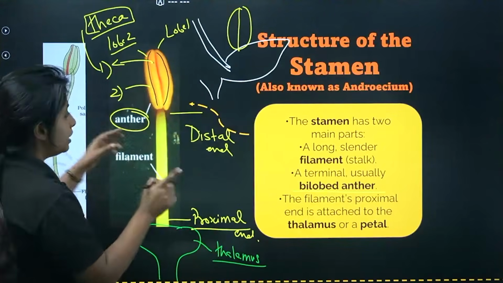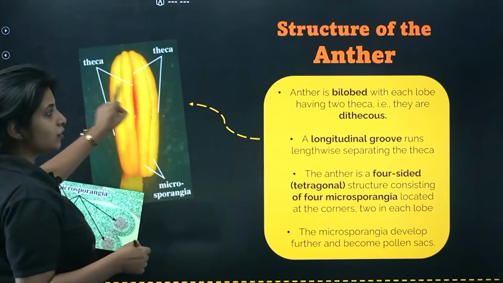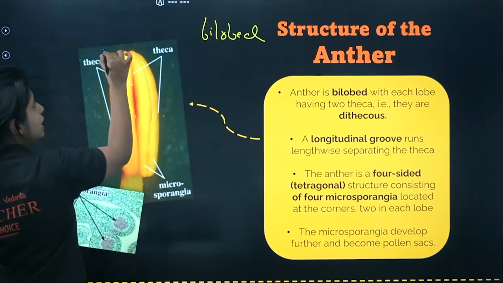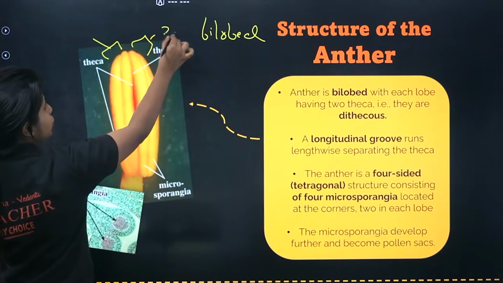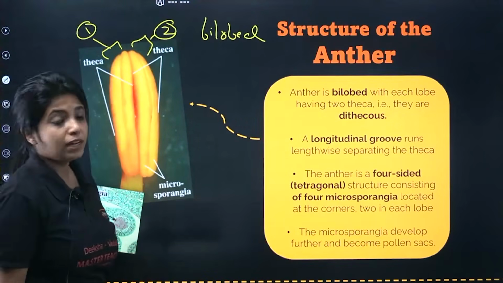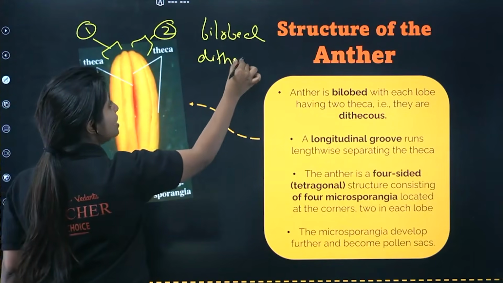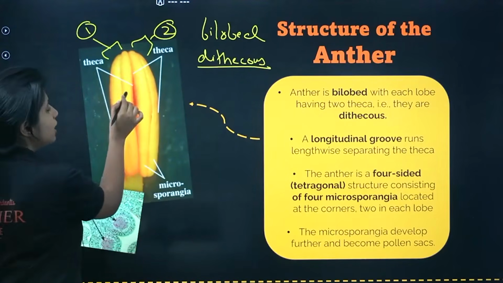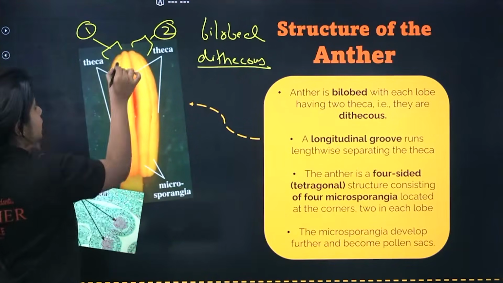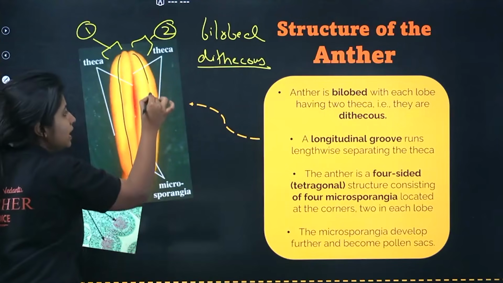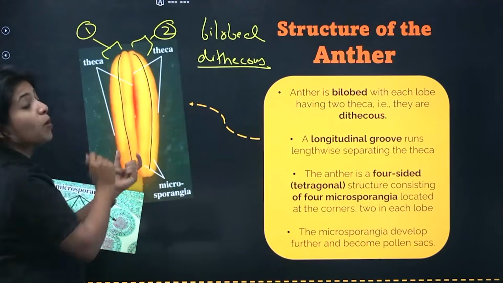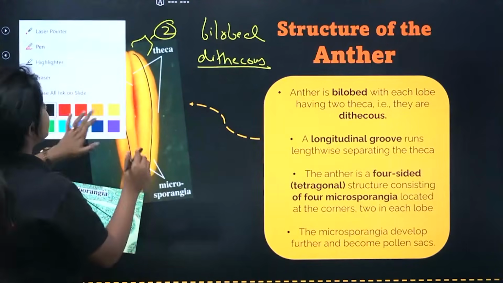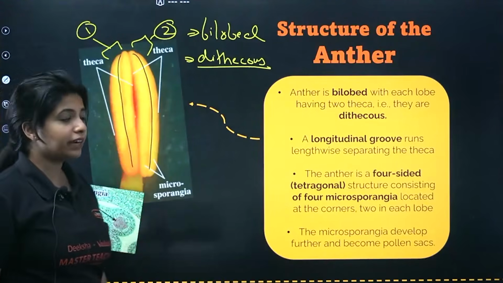So initially we learned that the anther over here is a bilobed structure. And why did ma'am say that it's a bilobed structure? Because here I can clearly see this is one lobe and this is the second lobe. Now I'm saying that it is also dithecous in nature. Why do I call it dithecous? Because over here, my dear children, if you look at this one lobe, there is a gap being maintained, dividing the lobe also into two. So one lobe has two thecas, which is why we call this dithecous in condition.